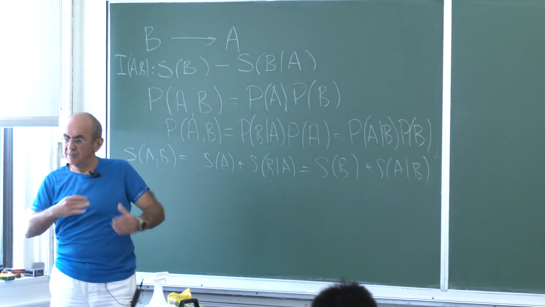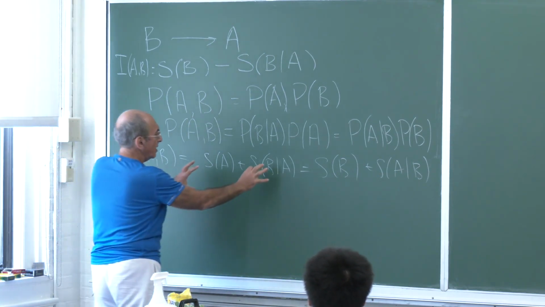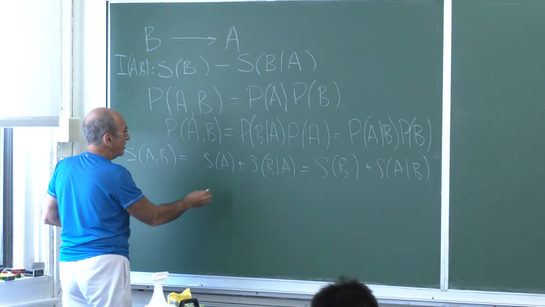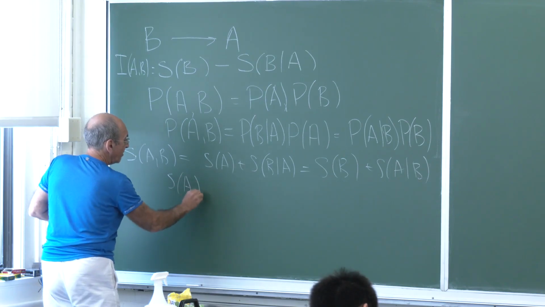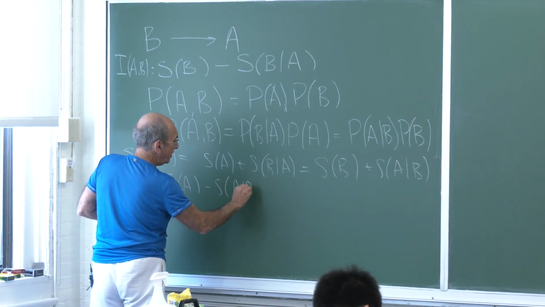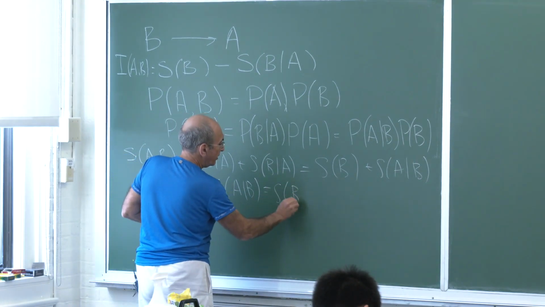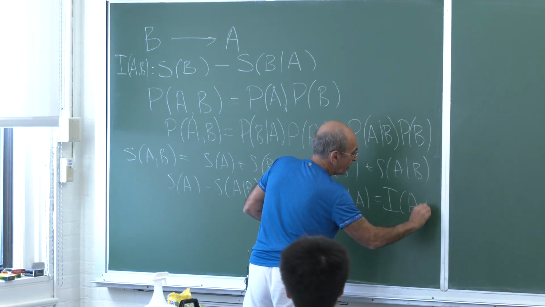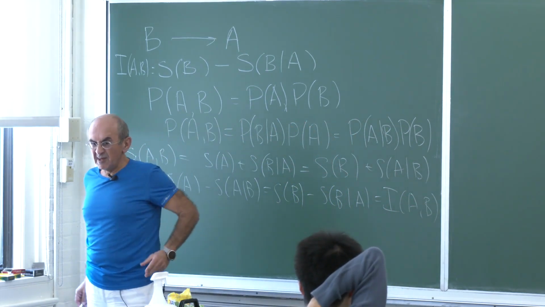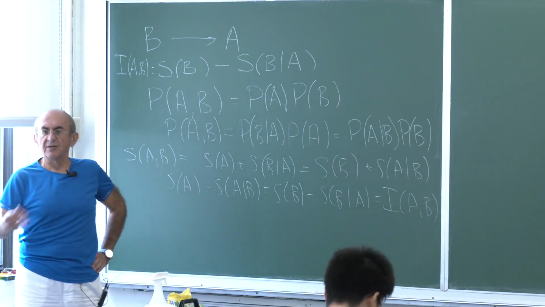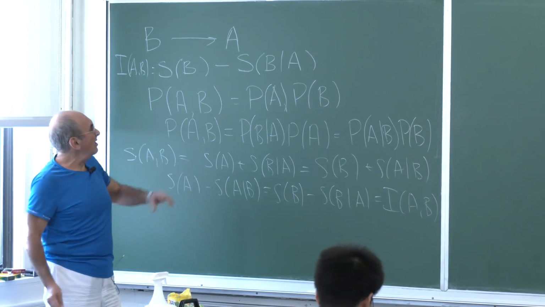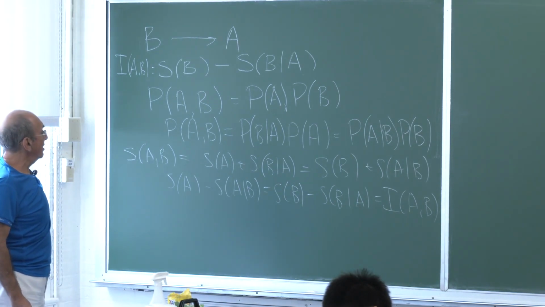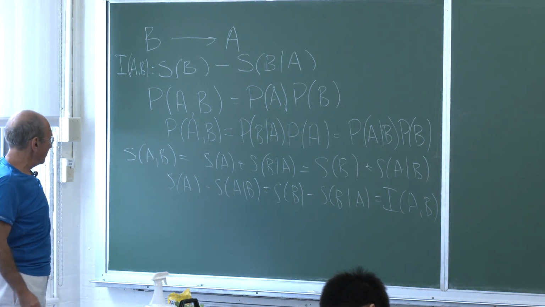It's kind of a standard chain rule. But now, I can just take this with a minus sign here, and this with a minus sign here, and see that S of A minus S of A given B is equal to S of B minus S of B given A, and this is the mutual information of A and B. Okay, so it's trivially symmetric. It's a degree of correlation between A and B. It does not care which way you transfer information in this channel. And it's a very useful quantity, and we now start applying it to different things.